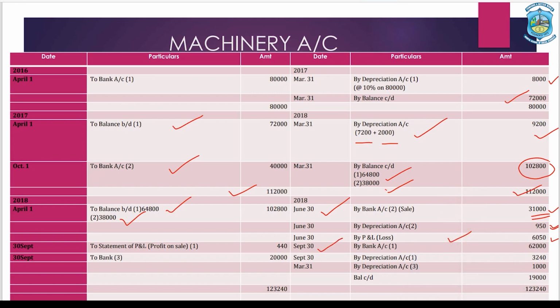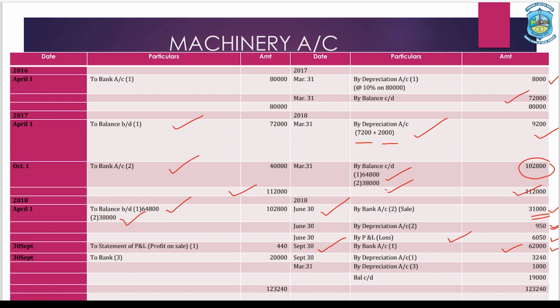On September 30th, that means soon after 6 months, the first machine was sold and they said this machine is sold for rupees 62,000. So whenever we are selling the asset, it needs to be recorded in the credit side. Entry will be bank account debit or cash account debit to machinery. So on 30th September, we have mentioned by bank sale of machine 1, the amount is 62,000.